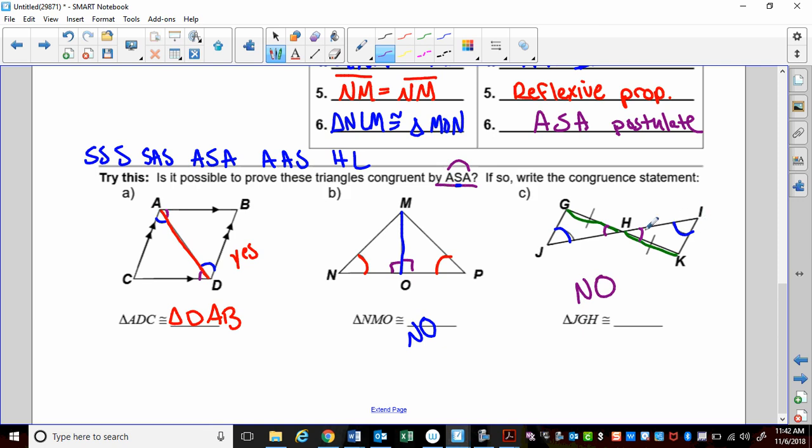This is my angle. This is my angle. It had to give us this side, HI, or JH.